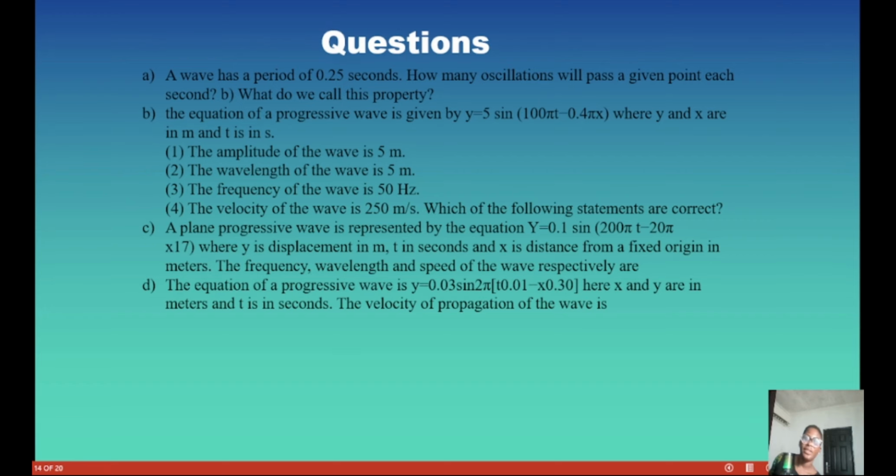Okay, so in the same way we solved the first question, let's solve this other question. It says a plane progressive wave is represented by the equation, where y is displacement in meter, t is in second, and x is distance from a fixed origin in meters. So now we have to look for the frequency, the wavelength, and the speed of the wave respectively. This question will be solved by you. Having solved the previous questions, you should easily be able to solve this one. So let's go to our board and solve it.